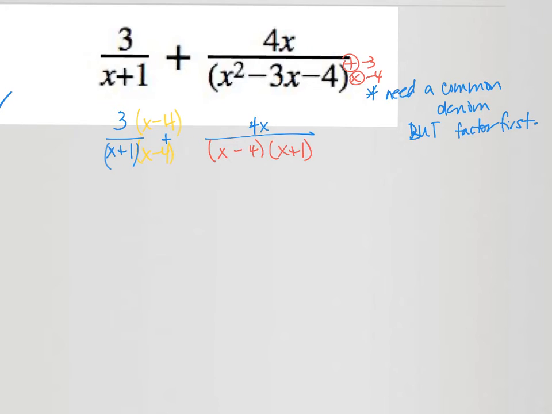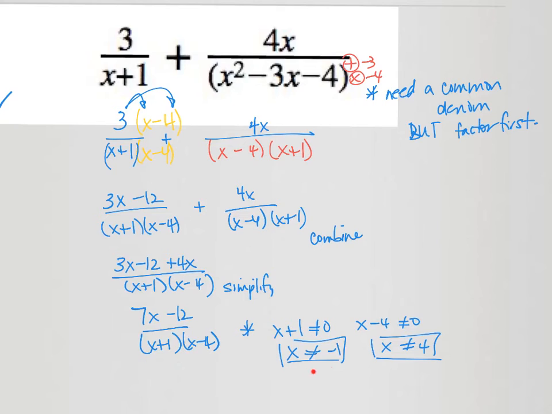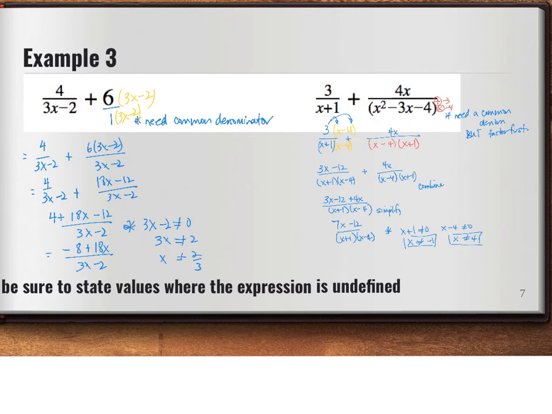All right, so I'm going to simplify this using 3 times x and 3 times negative 4. I'm going to combine the numerators since we now have a common denominator. I'm going to simplify. So in the end, I end up with 7x minus 12 over x plus 1 times x minus 4. And I need to write the restrictions. Okay, so x plus 1 can't equal 0, so x can't equal negative 1, and x minus 4 can't equal 0, so x cannot equal 4.